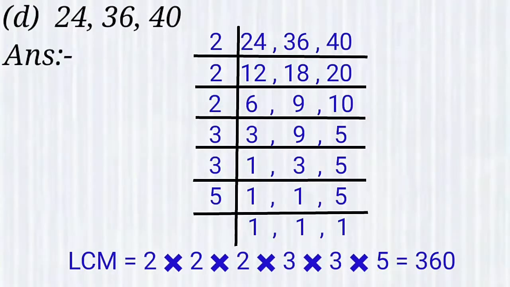D part is 24, 36, 40. So here 24, 36 and 40 is divisible by 2. It gives us 12, 18, 20. Now 12, 18, 20 is divisible by 2. It gives us 6, 9 and 10. Here 6 and 10 is divisible by 2. It gives us 3, 9 and 5. Now here 3 and 9 is divisible by 3. It gives us 1, 3, 5. So here 3 is divisible by 3. So it gives us 1, 1 and 5. Now here 5 is divisible by 5. So it gives us 1, 1 and 1 at the bottom. So LCM is equal to 2 into 2 into 2 into 3 into 3 into 5. It gives us 360 answer.